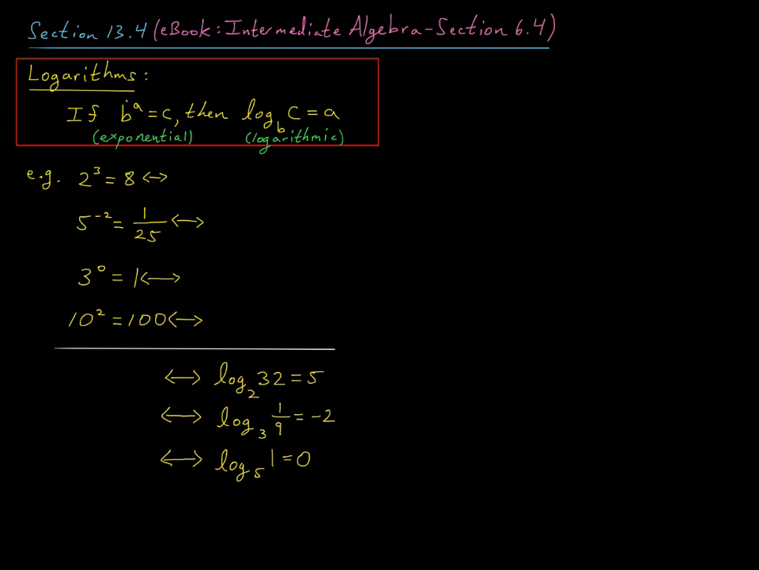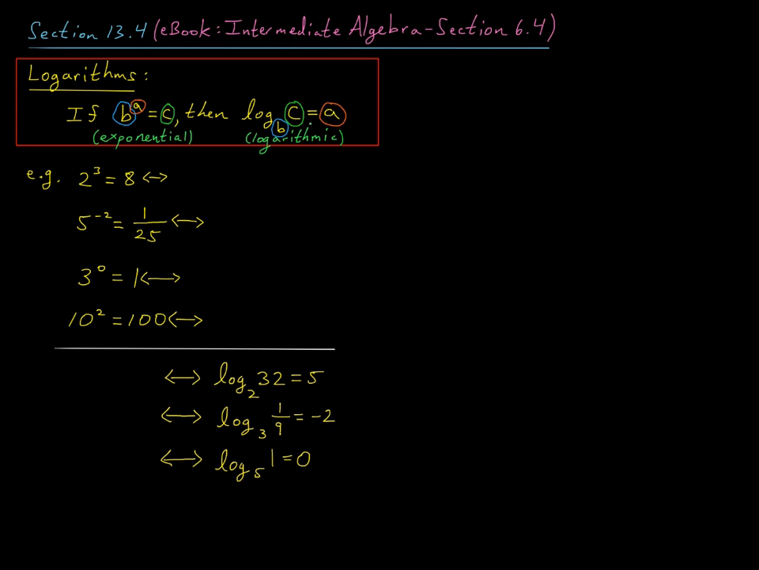First, note that the base of the exponential statement, this number b here, is the base of the logarithm. The exponent in the exponential expression, so this number a, is equal to, well, the logarithm itself. And then lastly, the number c here, which is the value of this exponential quantity b to the a, becomes the input of the logarithm. So let's look at a bunch of examples going back and forth between exponential and logarithmic statements.